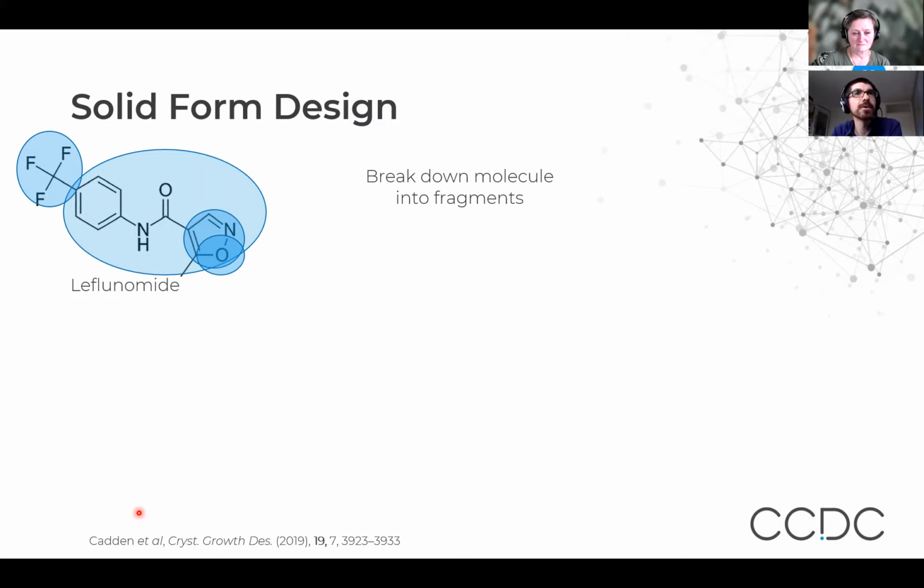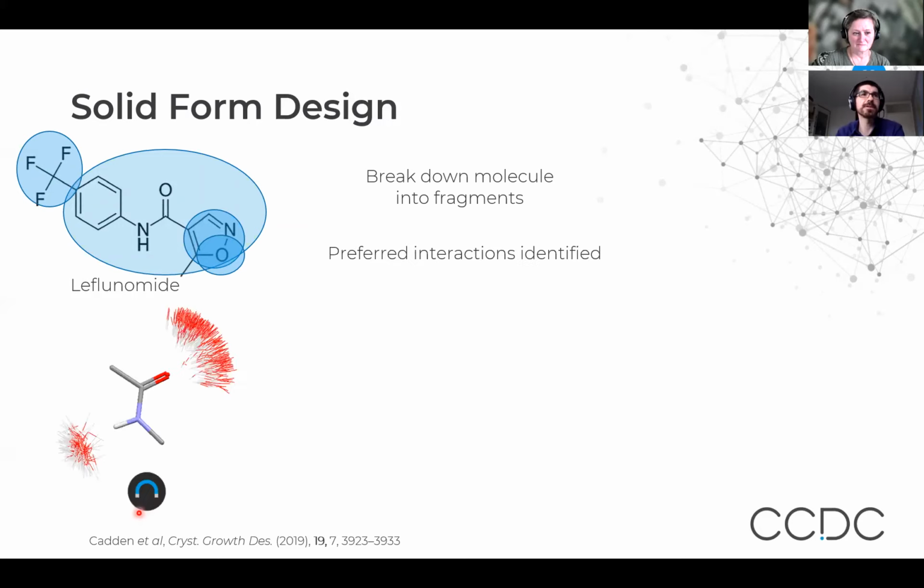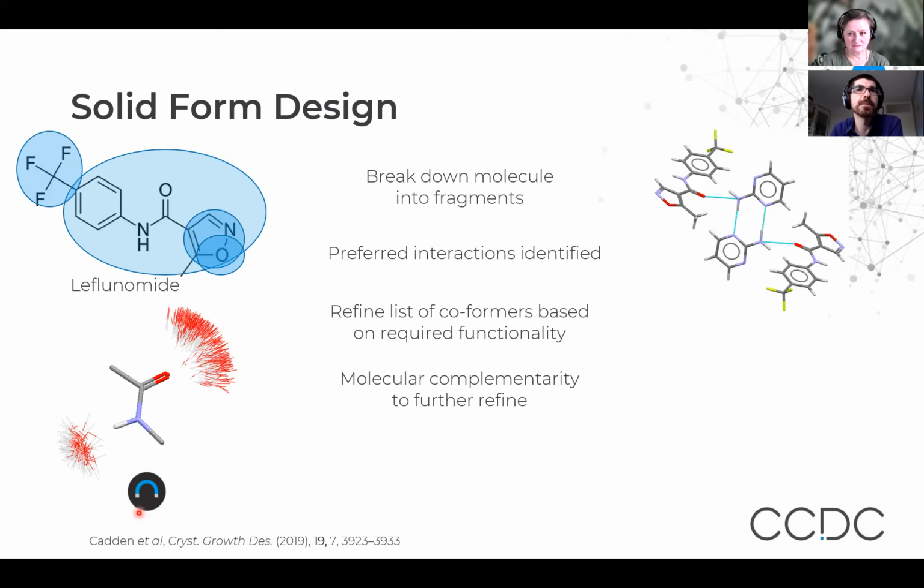And so by breaking the molecule down into fragments, we can look at the individual interactions and the dispositions of those interactions across the CSD to understand what other types of functional groups are going to prefer to interact with our molecule. And we can then identify some candidate co-crystallizers to do our experiments to try to find some systems that will give us positive outcomes. So by refining our list of co-formers based on this required functionality, because of our understanding from the data, we're able to do fewer experiments.